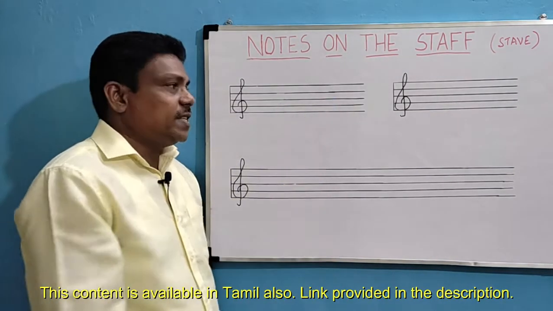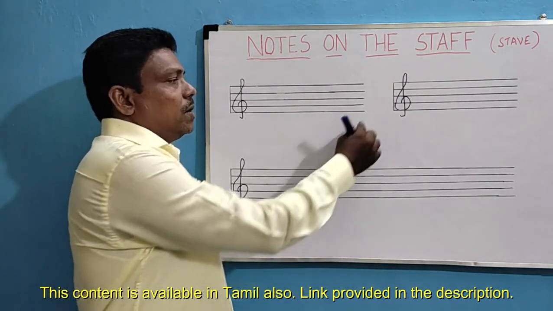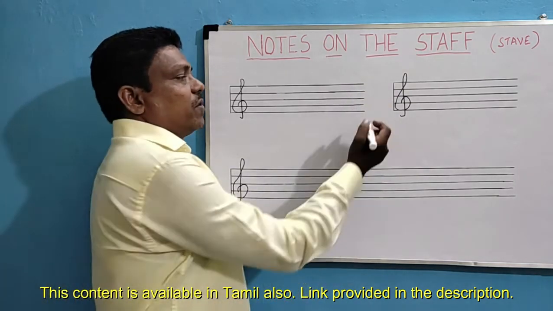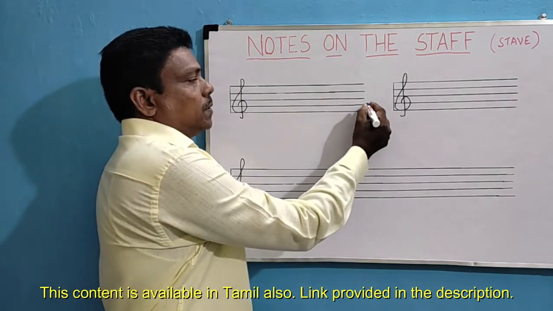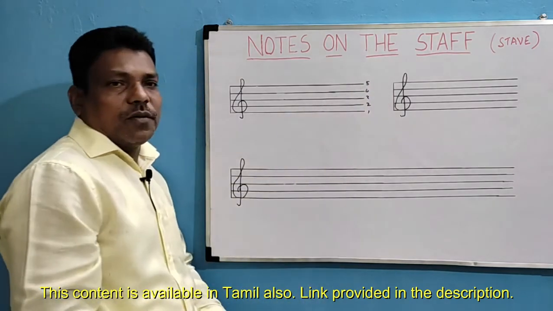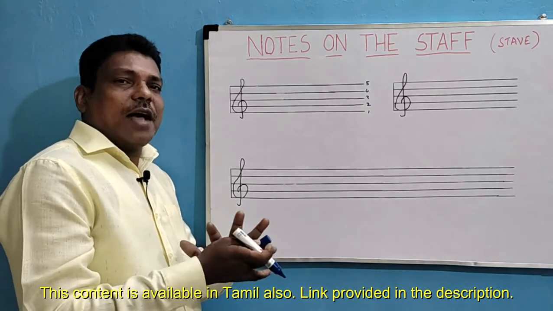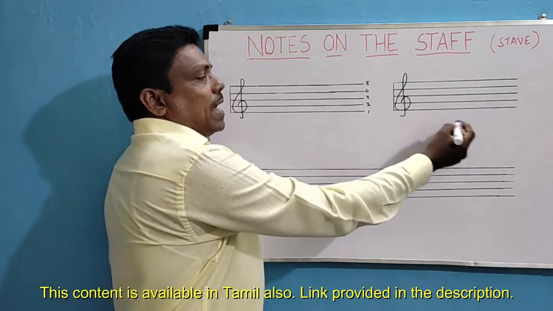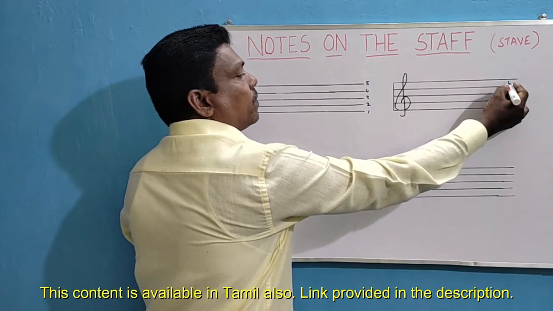The staff consists of 5 lines in total: 1, 2, 3, 4, 5. While counting the lines, you have to count from the bottom to top, not from top to bottom. Remember our fingers: 5 fingers are there, and in between we have 4 gaps. The same way here you have 4 spaces: 1, 2, 3, 4.